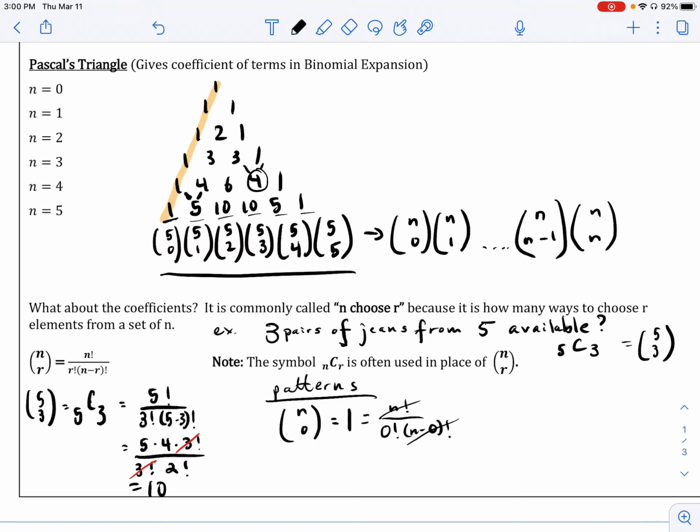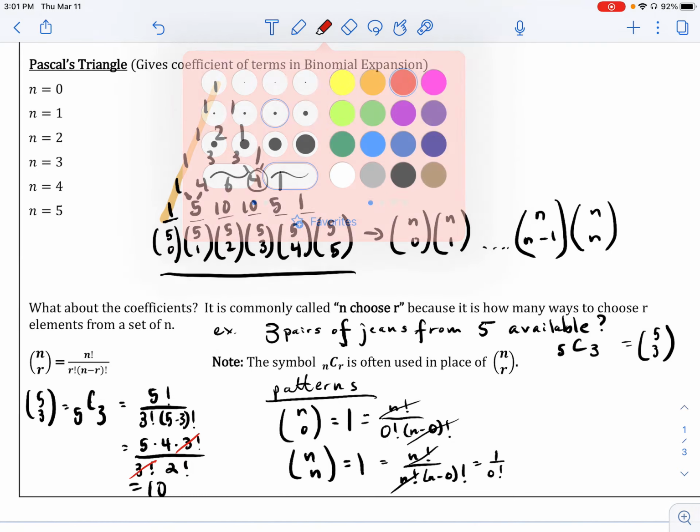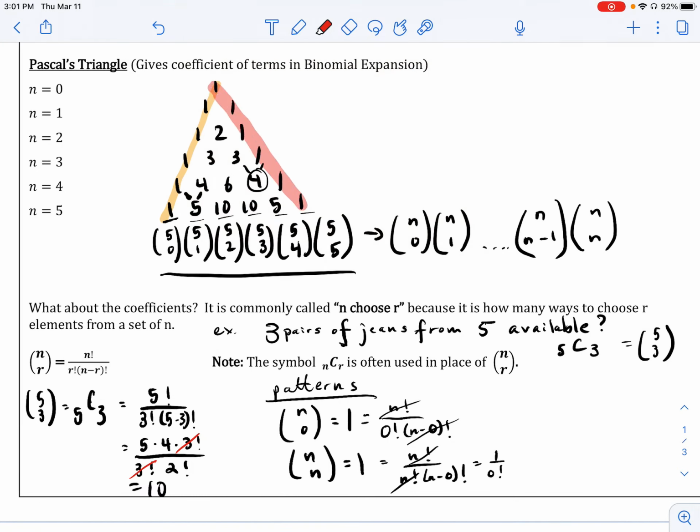So n choose n would be another one, right? Maybe pause and think about why n choose n is equal to 1. Again, that would be n factorial over n factorial times n minus n factorial, which is just 0 factorial. So we're getting the same thing that we got before. This would just be 1 over 0 factorial, which is 1. That would explain why the last terms in every row are always going to be equal to 1. And then a few others, n choose 1, excuse me, is equal to n. n choose n minus 1 is equal to n.